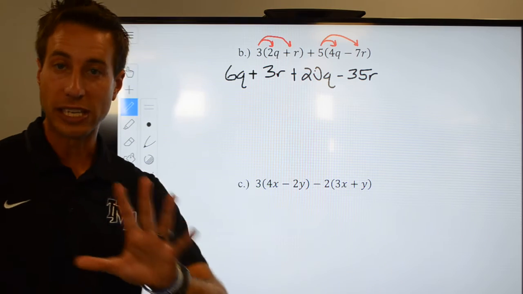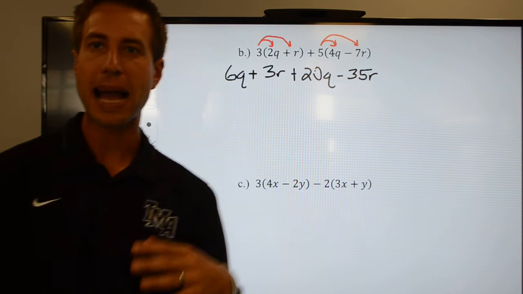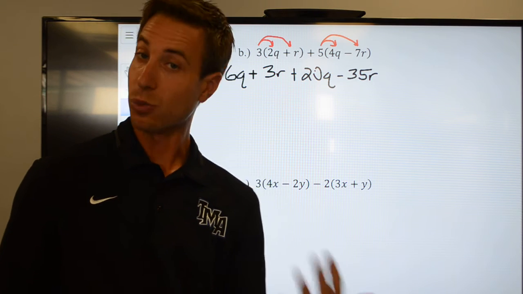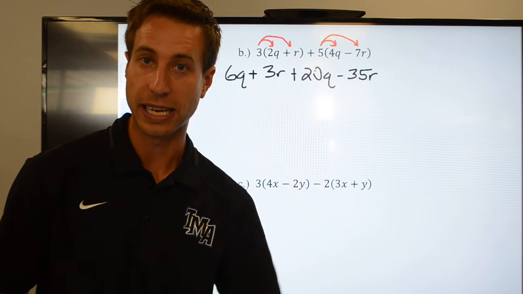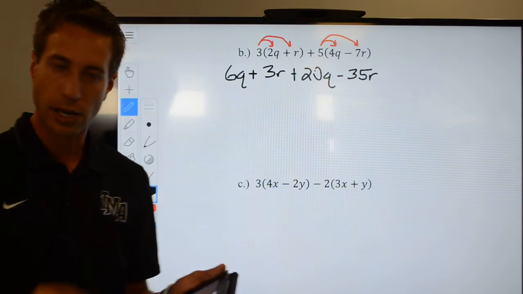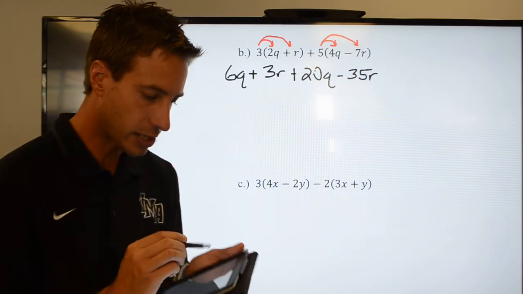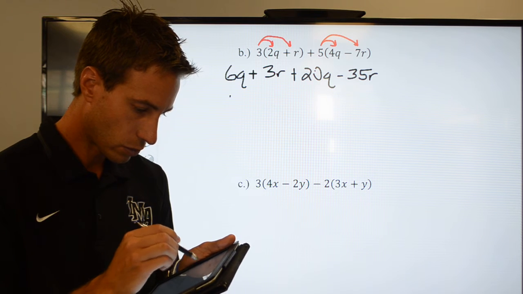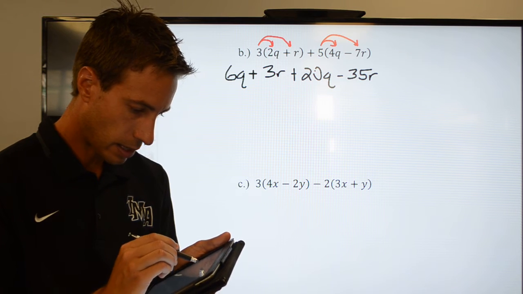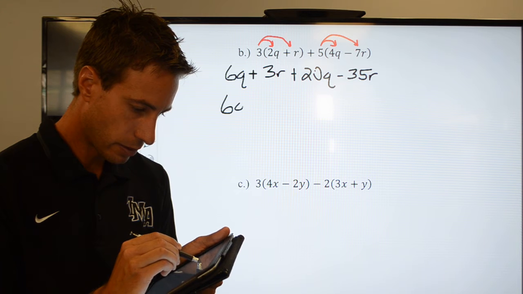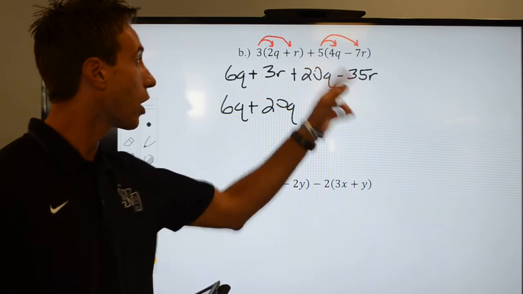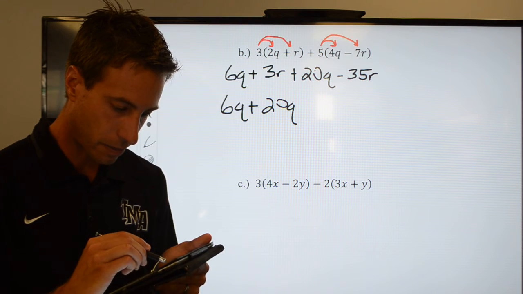Now what I'm going to do is look for like terms, and I'm actually going to go ahead and put my like terms next to each other so that when I add or subtract them, if I have any, it just makes it a little bit easier to see. So I'm going to go ahead and put my q's together. I have a 6q plus 20q. And then I have a 3r and a minus 35r.